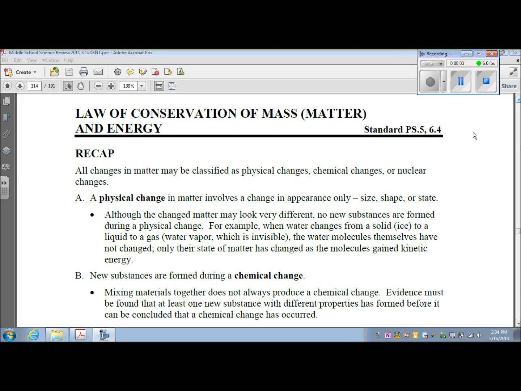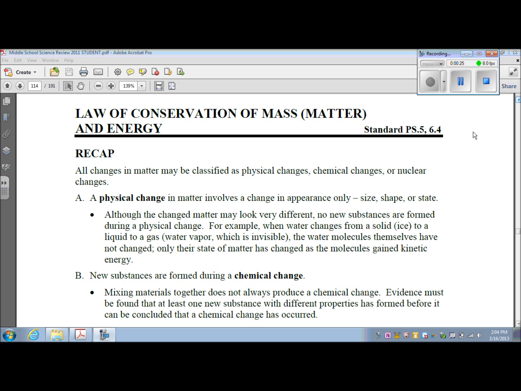Page 100. Law of conservation of mass and energy. Recap. All changes in matter may be classified as physical changes, chemical changes, or nuclear changes. Section A. A physical change in matter involves a change in appearance only, such as size, shape, or state.